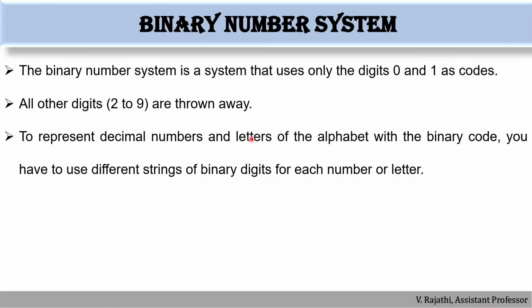The binary number system is a system that uses only the digits 0 and 1 as code, and all other digits 2 to 9 are thrown away. We already know the computer only understands binary code, which is nothing but 0 and 1. So to represent decimal numbers and letters of the alphabet with the binary code, you have to use different strings of binary digits for each number and letter.